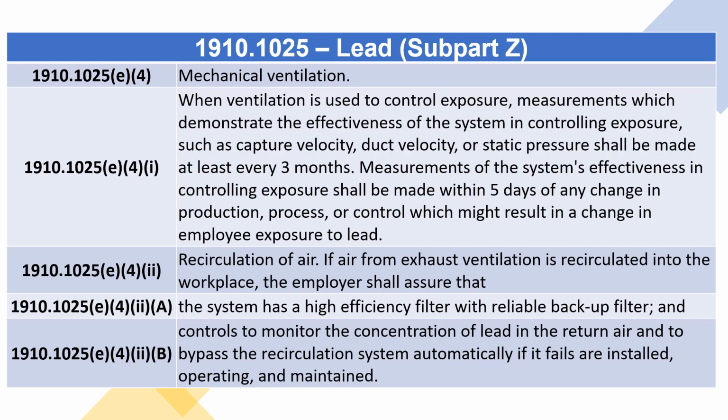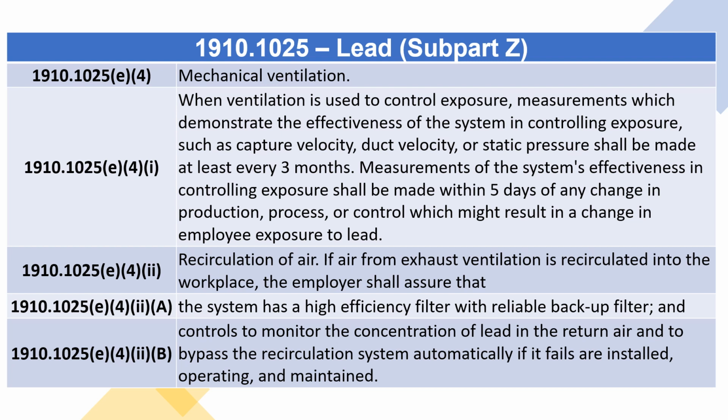1910.1025(e)(4) Mechanical ventilation. (i) When ventilation is used to control exposure, measurements which demonstrate the effectiveness of the system in controlling exposure, such as capture velocity, duct velocity, or static pressure, shall be made at least every 3 months. Measurements of the system's effectiveness in controlling exposure shall be made within 5 days of any change in production, process, or control which might result in a change in employee exposure to lead.